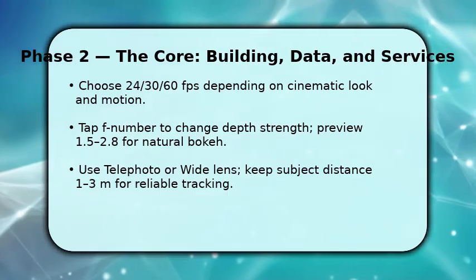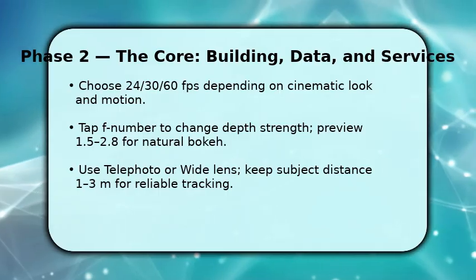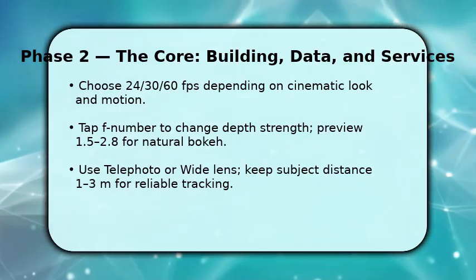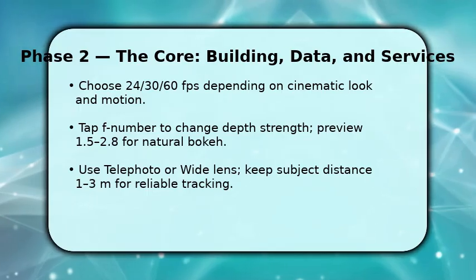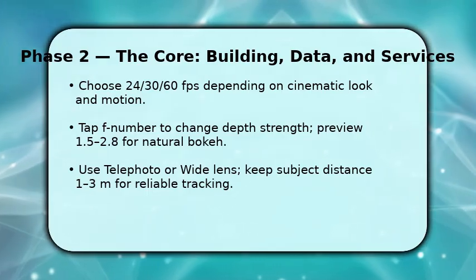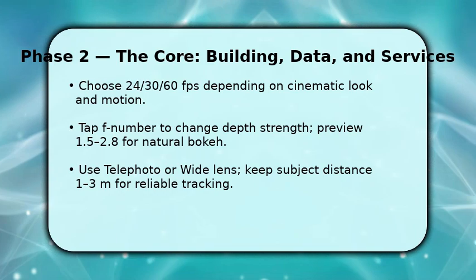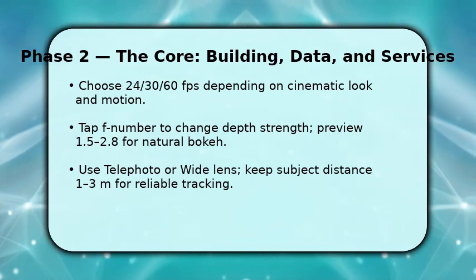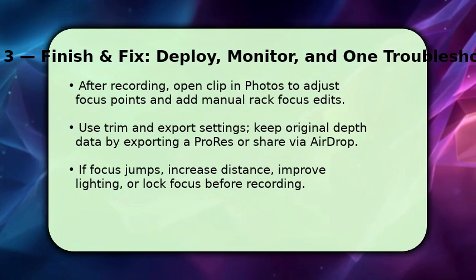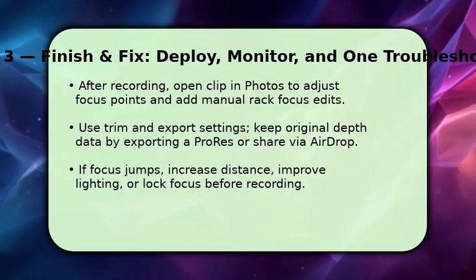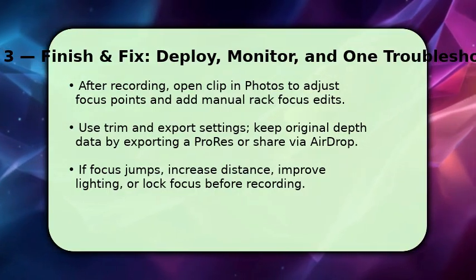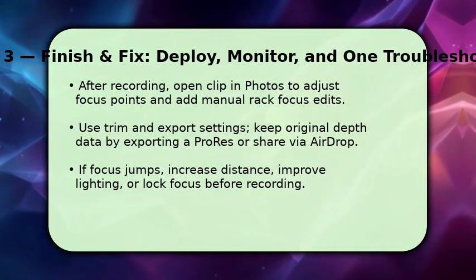Once chosen, pick the appropriate lens and maintain roughly 1 to 3 meters between camera and subject. Press record, move deliberately, and let the phone's subject tracking build consistent depth transitions. Finish your take and immediately review the clip in Photos. You can tap to change focus points and make manual rack focus edits. This is how you perfect timing.